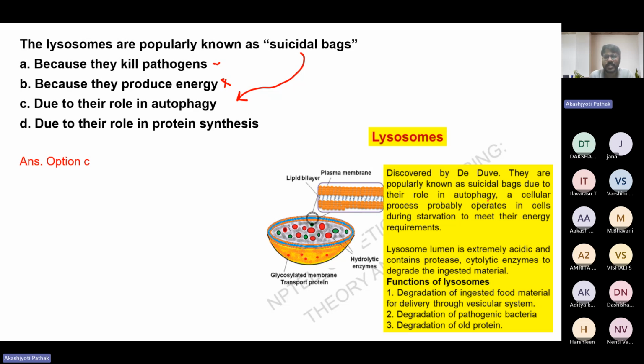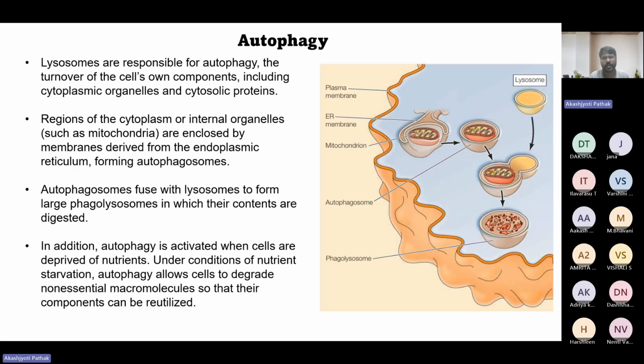And what is autophagy? It is a cellular process that operates in cells during starvation to meet their energy requirements. As I mentioned, the lysosomal lumen is extremely acidic and it contains proteases and other enzymes that degrade the ingested material. Okay, so let's learn about this autophagy. This is again from the book Cooper.